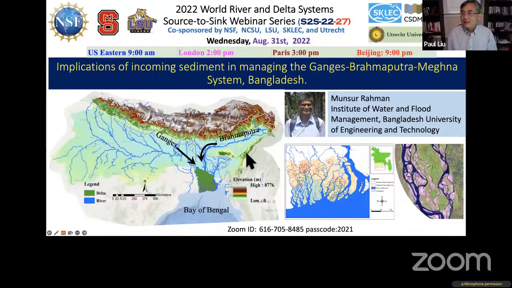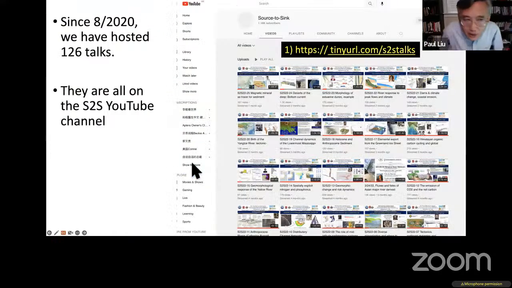Today is our great honor to invite Professor Munsur Rahman from Bangladesh, the Institute for Water and Flood Management, Bangladesh University of Engineering and Technology, to talk about implications of incoming sediment in managing the Ganges-Brahmaputra-Meghna system, Bangladesh.